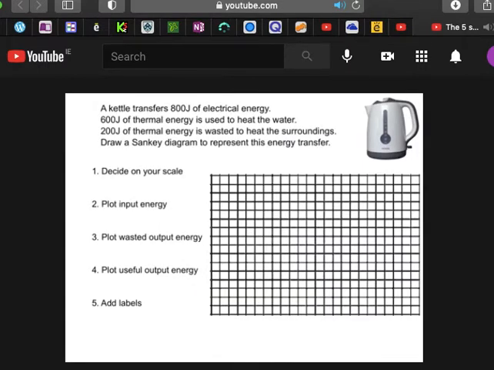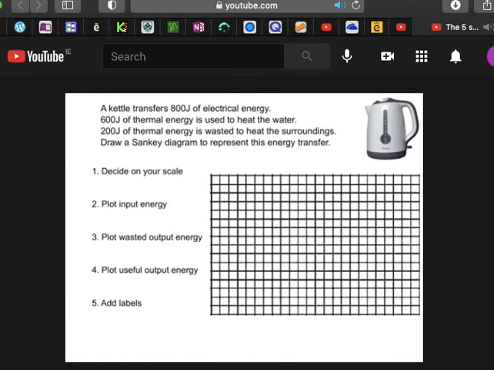So let's have a go at drawing the Sankey diagram for this kettle. A kettle transfers 800 joules of electrical energy. 600 joules of thermal energy is used to heat the water. 200 joules of thermal energy is wasted to heat the surroundings. Draw the Sankey diagram to represent this energy transfer.